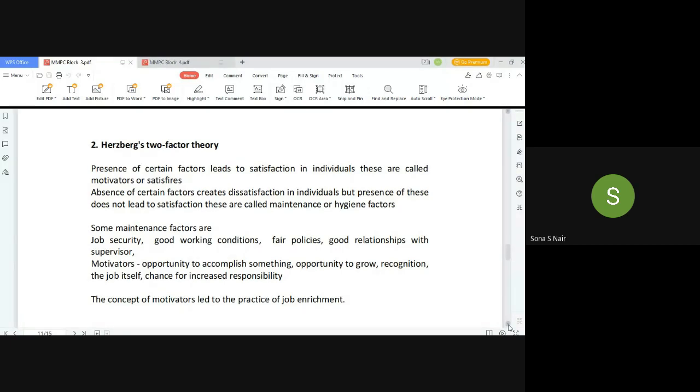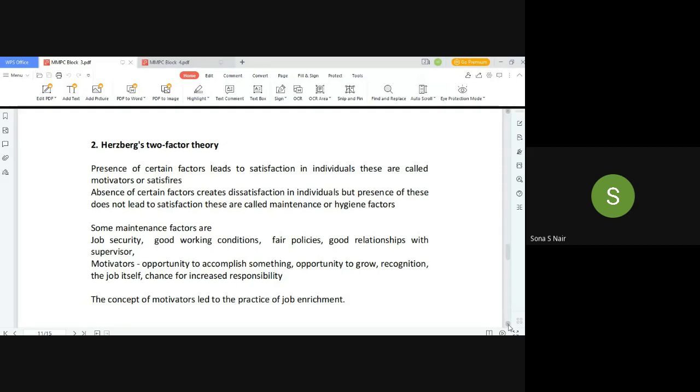The hygiene factors are those factors which, if they are not there, they cause dissatisfaction in the individual. If they are there, it does not cause satisfaction. They expect it to be there. The motivating factors are those factors which would lead to motivation or satisfaction in individuals if they are present in their organization. If they are not there, they might lead to dissatisfaction.